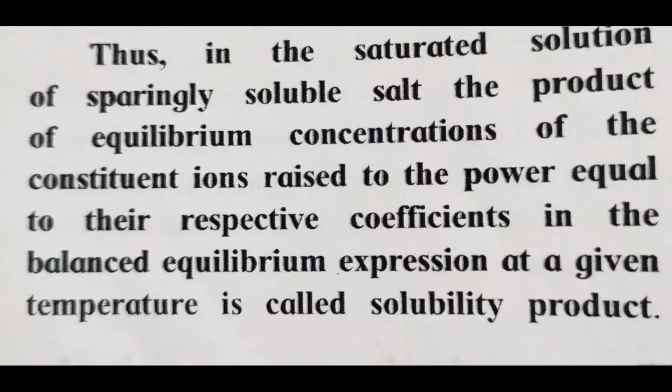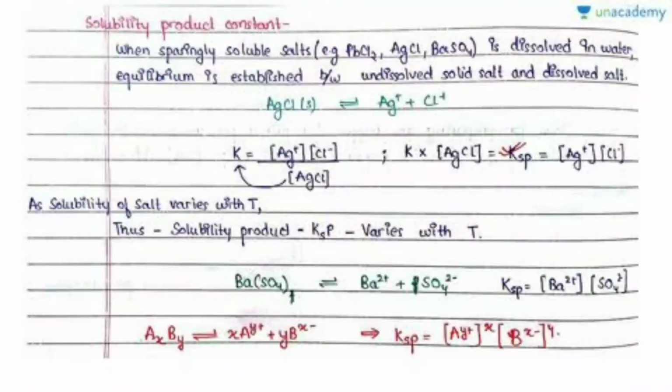In the saturated solution of sparingly soluble salt, the product of equilibrium concentration of the constituent ions raised to the power equal to their respective coefficients in the balanced equilibrium expression at a given temperature is called as solubility product.